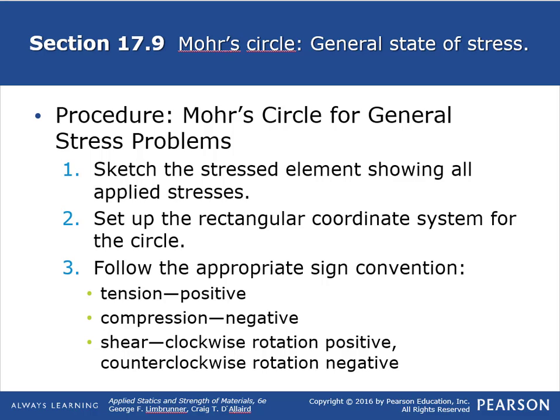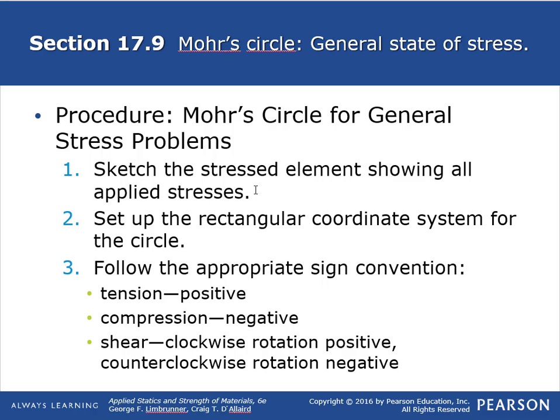Now, in section 17.9, we're going to get a general state of stress. In 17.8, we were talking about a specific example of a part that did not have any stresses in the x direction. The Mohr circle is generic. There's a general state of stress, and then we can consider this basic procedure for drawing a Mohr circle. I have a handout of this procedure as it's written here in the materials folder. There are 10 basic steps. The first one is sketch the stressed element showing all of the applied stresses.